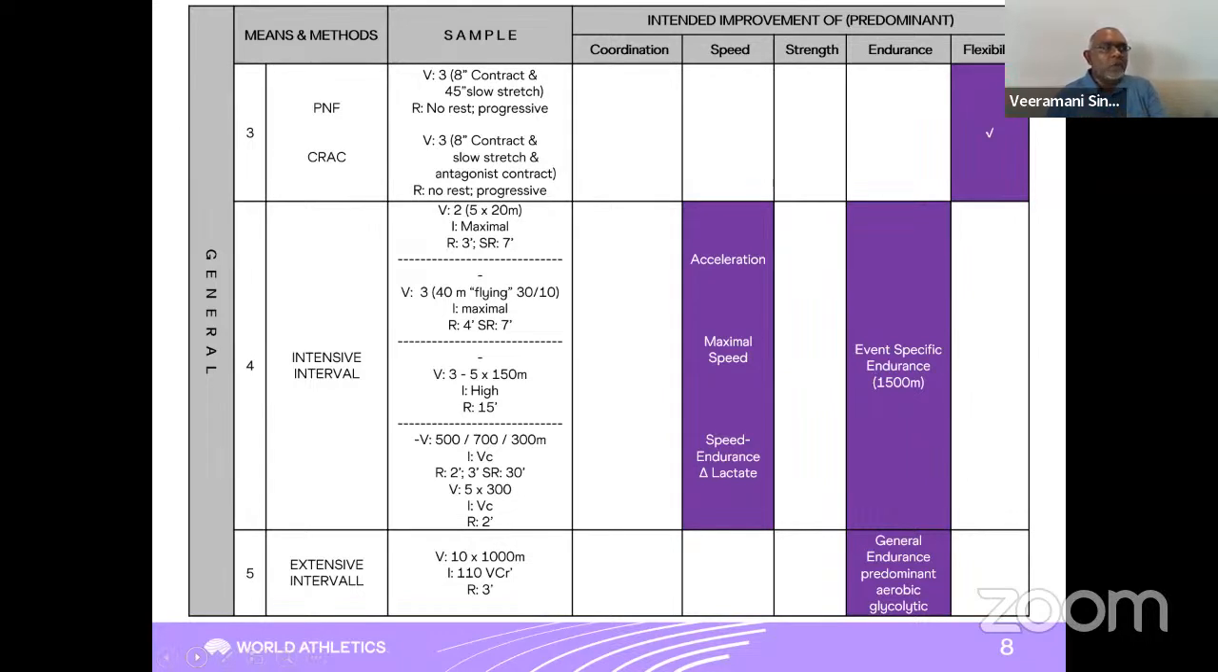The other one that we use a bit more is called CRAC. Have you heard about this word before, CRAC?